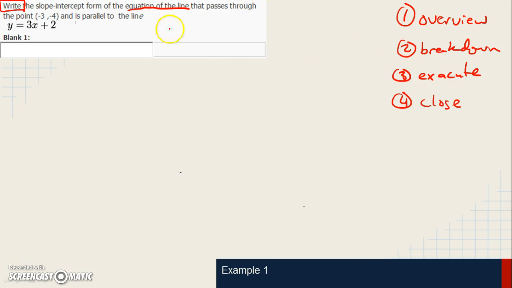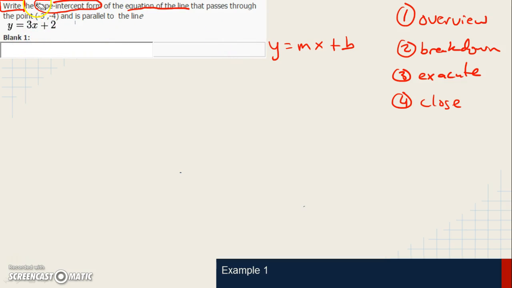So we need the model that we're going to use to write this equation, and it tells us that the model it wants the equation in is slope-intercept form. And we know what slope-intercept form is. We know that the model is y equals mx plus b. And then we should identify what these key numbers are.